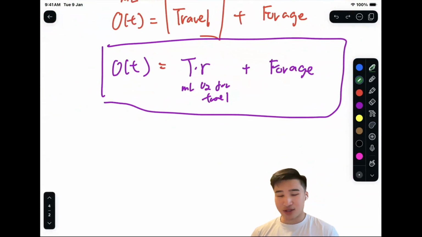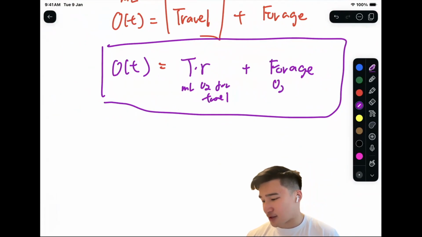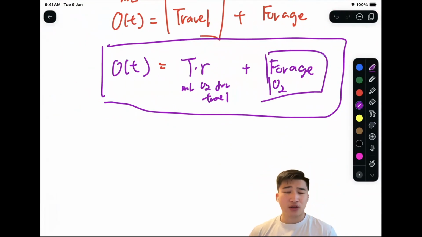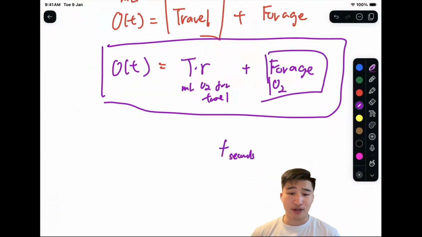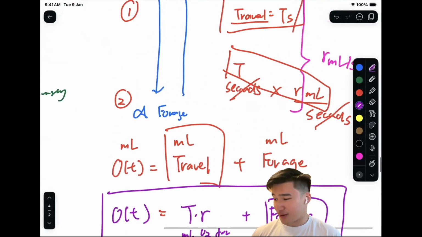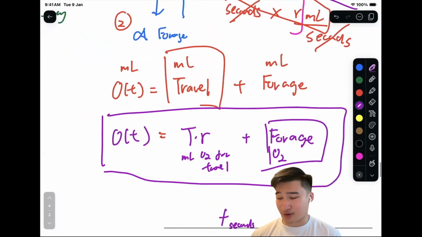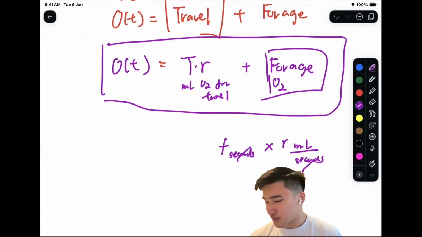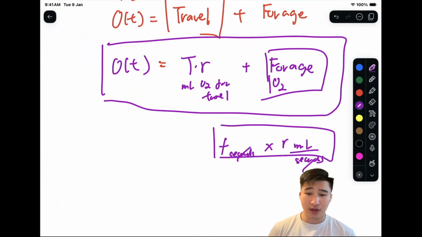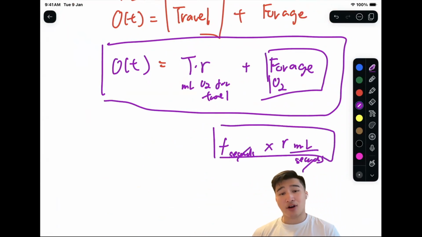So we know that OT is equal to our TR, plus our forage. Now the forage here basically stands for the oxygen required for foraging. So how do we know? Well, we have F. F is the time, the seconds spent on foraging. So remember, during underwater, our constant R is the depletion, so we have to times our R, which is the milliliters per second. Again, seconds cancel each other. So we have F times R milliliters. And what this stands for is the amount of oxygen that we have spent during foraging.